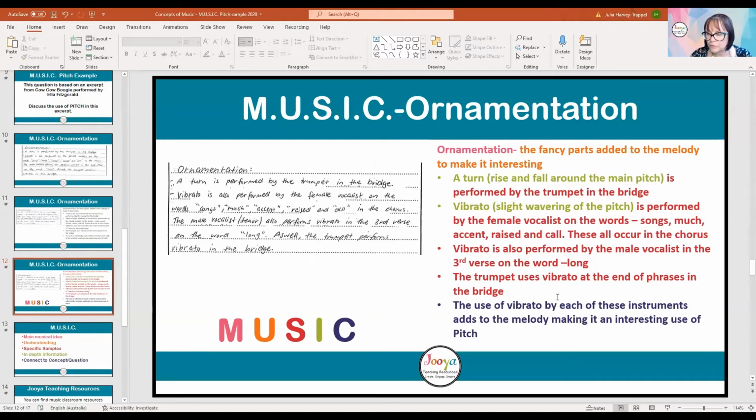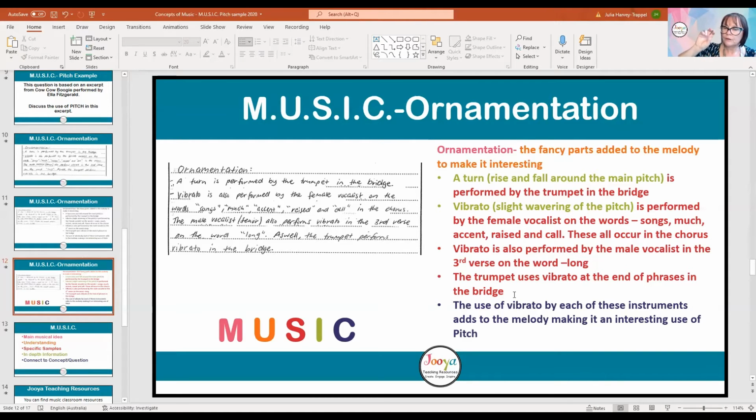Vibrato is also performed by the male vocalist. So again, a specific sample in the third verse on the word long. Okay, so again, that's that more information. The trumpet uses vibrato at the end of phrases in the bridge. So again, this is all that specific information. So the ornamentation that we could actually hear in this particular example, don't forget, I will link it down below if you're watching this on YouTube.